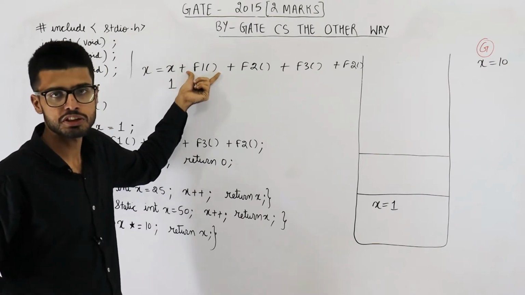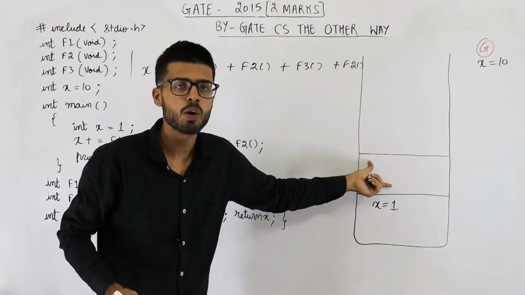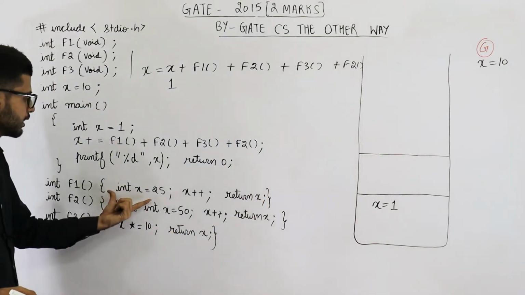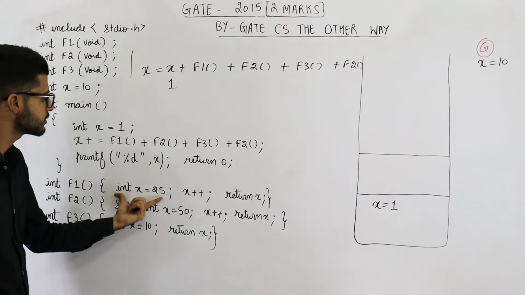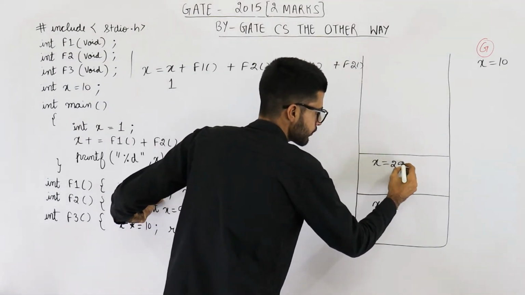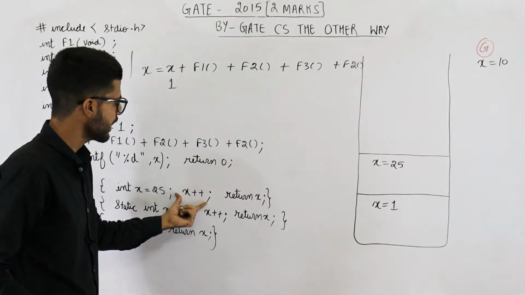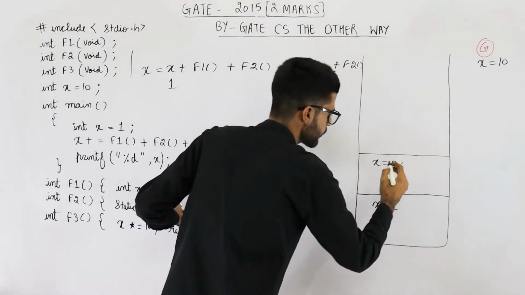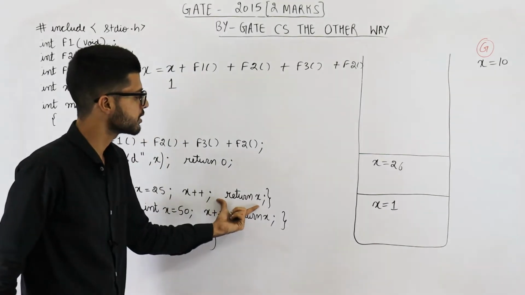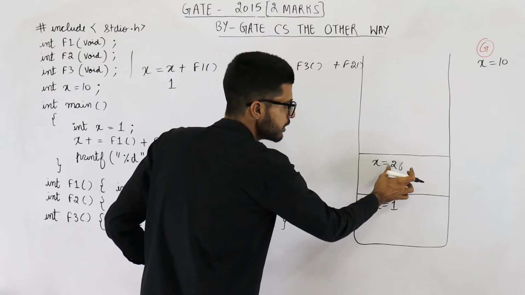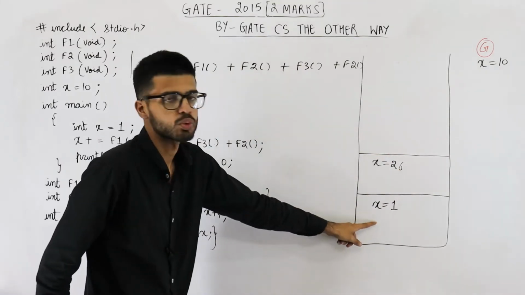We have called this function f1. Its activation record is pushed. Now start executing f1 from line number 1. Line number 1 in f1 is x is equal to 25. Then next line is x plus plus. That means it becomes 26. Then next line is return x. That means this function is going to return 26 to this one.